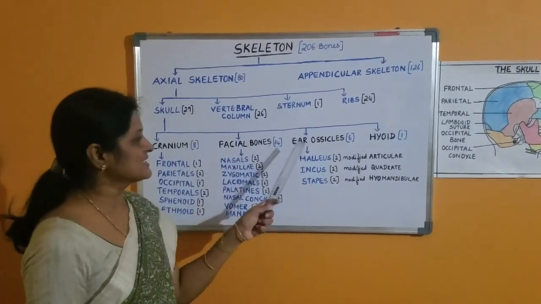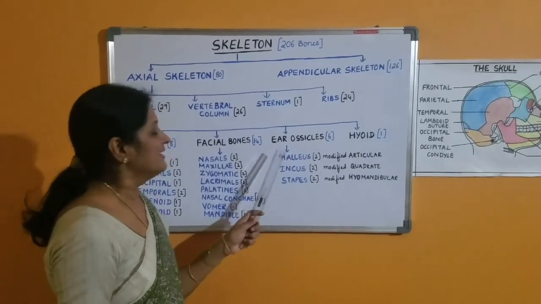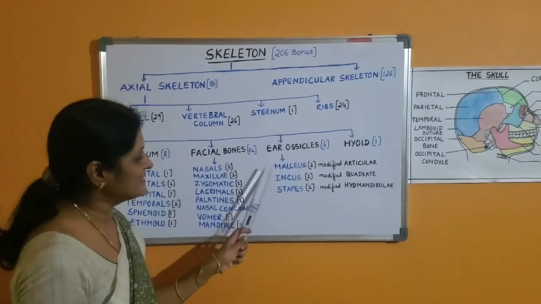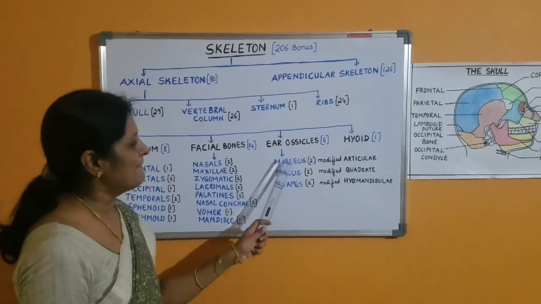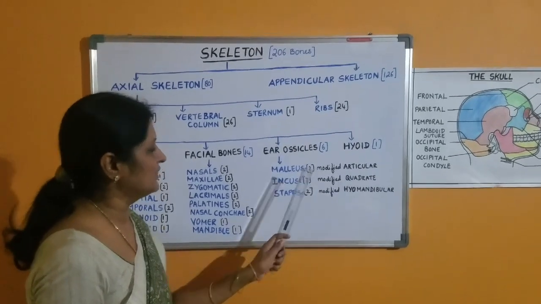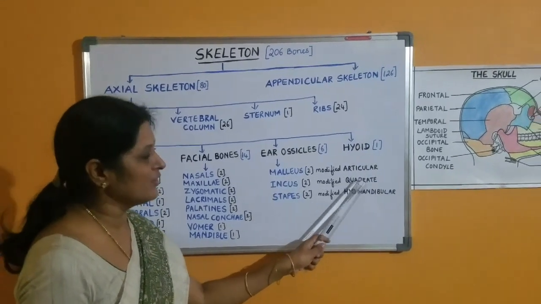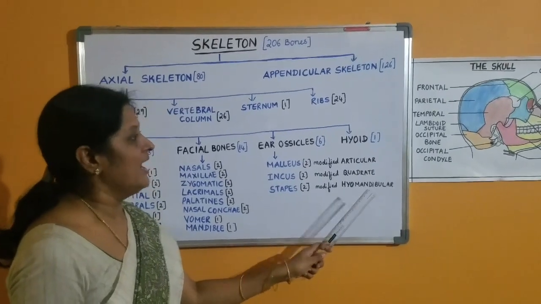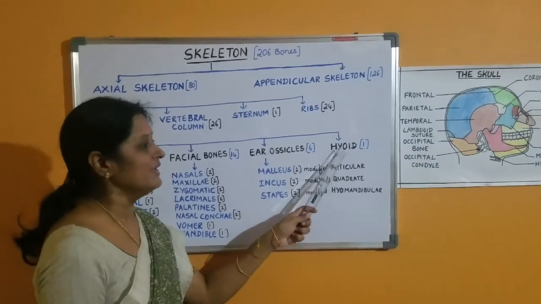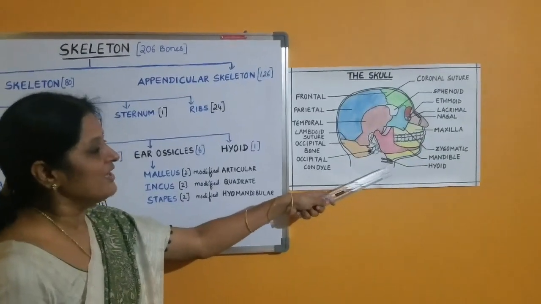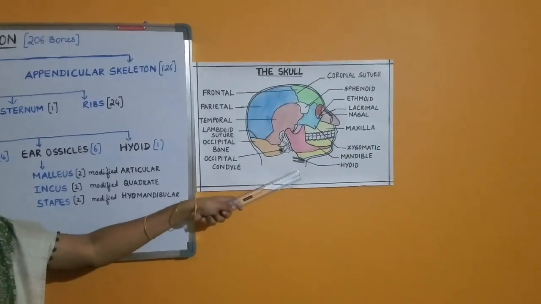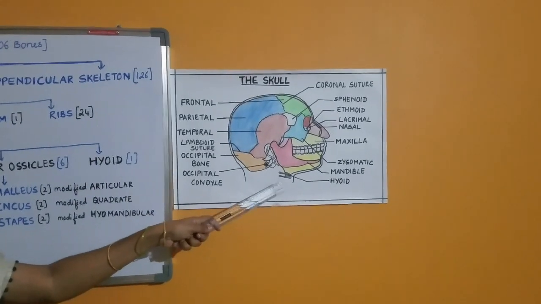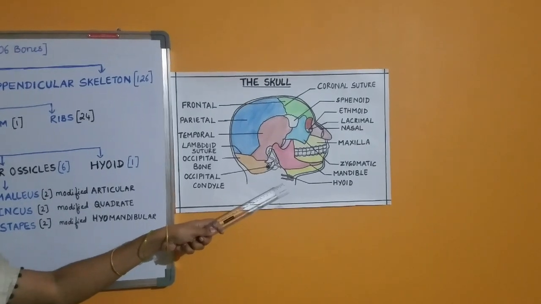The third part of the skull are the ear ossicles. Each middle ear has 3 tiny bones called as malleus, incus and stapes. Malleus is modified articular, incus is modified quadrate and stapes is modified hyomandibular. And the last one is the hyoid bone. It is a U-shaped bone which is present in the floor of the buccal cavity between the mandible and the larynx. This hyoid bone helps the larynx to keep open.